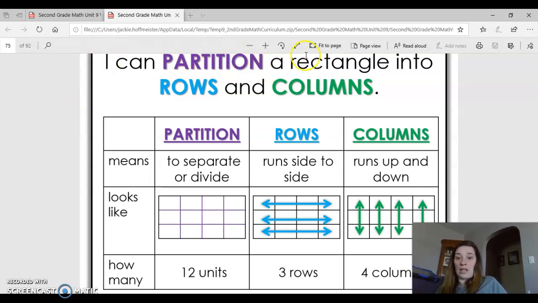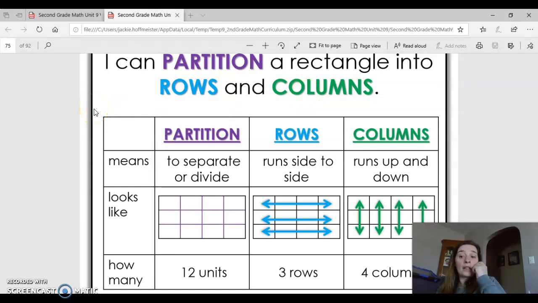If you look, here's your I can statement. This document will also be on Schoology for you to go back to if you need extra support or if you don't remember what we talked about today. So your I can statement: I can partition a rectangle into rows and columns. It gives you the definition of each one of these words: partition, rows, and columns.